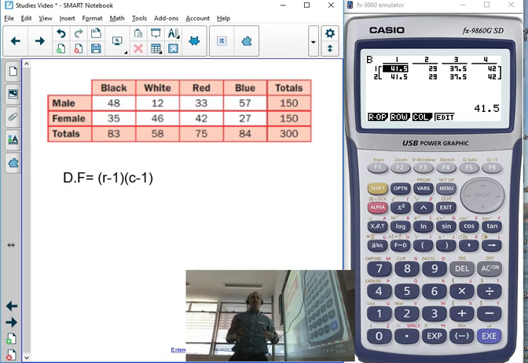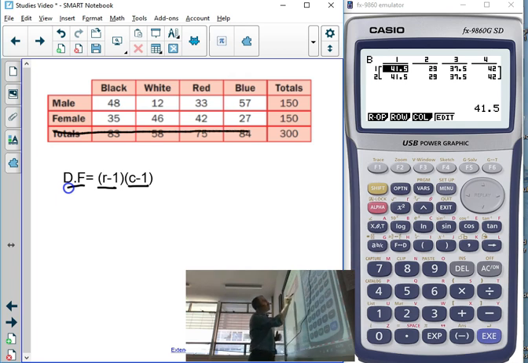We're going to look at how you calculate the degrees of freedom. We can do this visually, or we can also use our calculator. So we've got a formula: degrees of freedom is equal to the rows minus 1 multiplied by the columns minus 1. Keep in mind that we don't include the totals row or column.